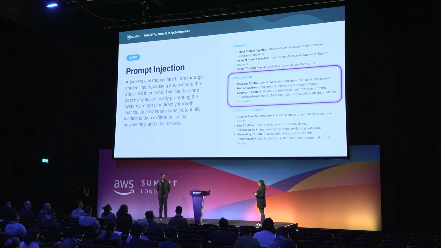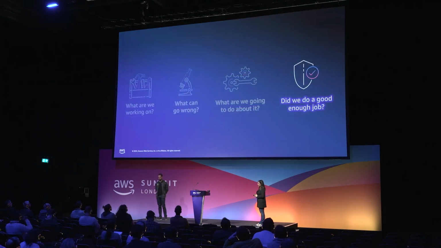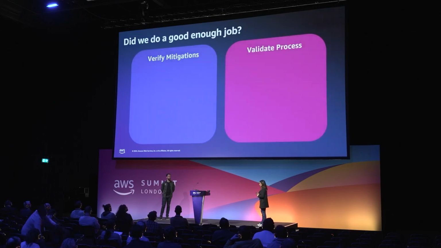Now, I can go through all of this and decide that these mitigations are what I'm going with for this app. But how do I know if they're actually working? And that is the final question. How do we know if we did a good enough job? And that is kind of a loaded question, right? There's many ways to answer it, but we chose two main ways to answer the question. The first one is verifying the mitigations.